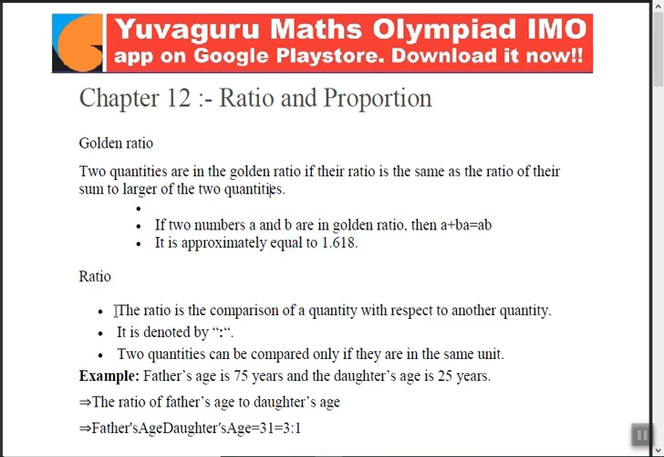Okay, ratio. So the ratio is a comparison of a quantity with respect to another quantity. Two quantities are compared. Now what are the important points? It is denoted by a colon, these two dots. Two quantities can be compared only if they are in the same unit. This is very important. Otherwise, how can you compare kg with liters or kg with meters? You can compare kg with kg, meters with meters, liters with liters, kilometers with kilometers. You can't even compare kilometers with meters, right? They need to be in the same unit.